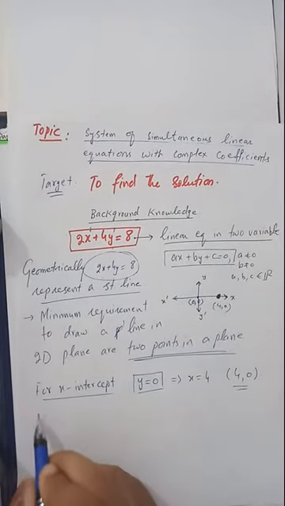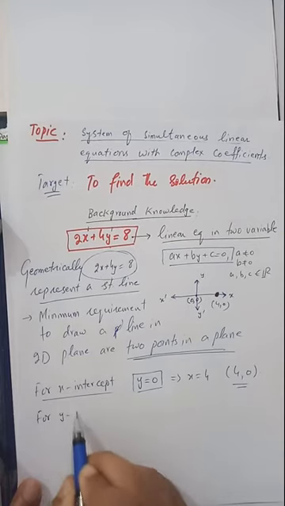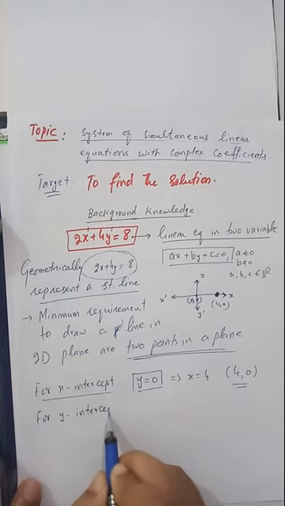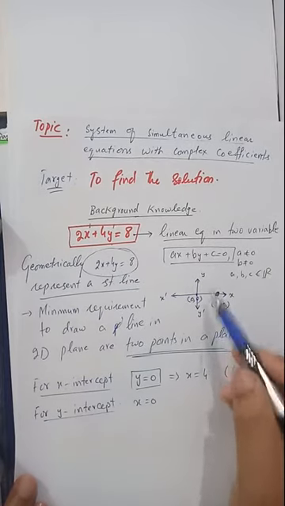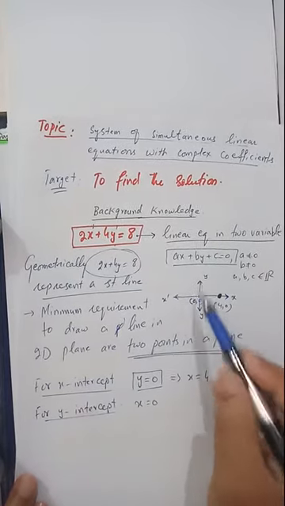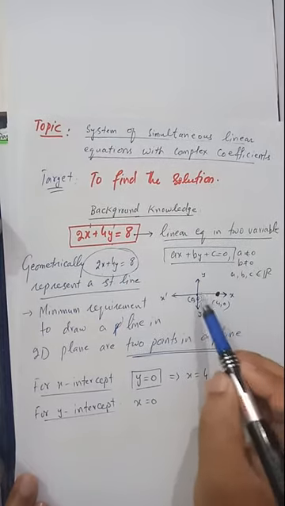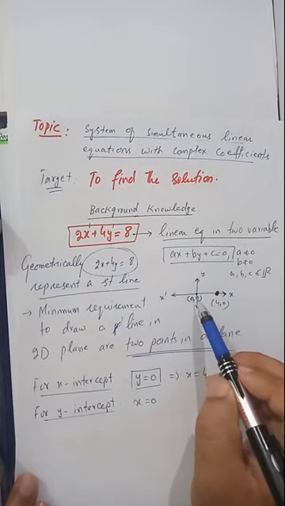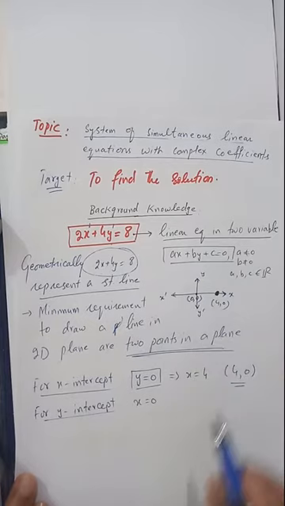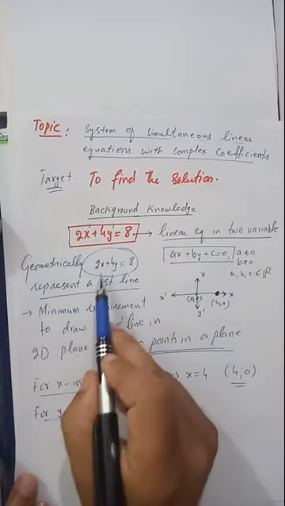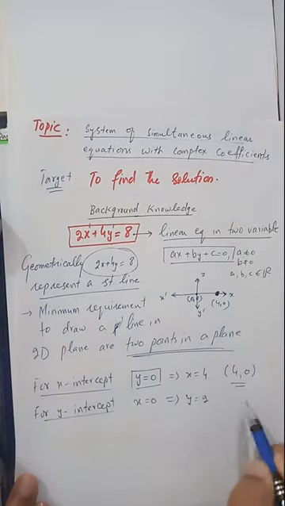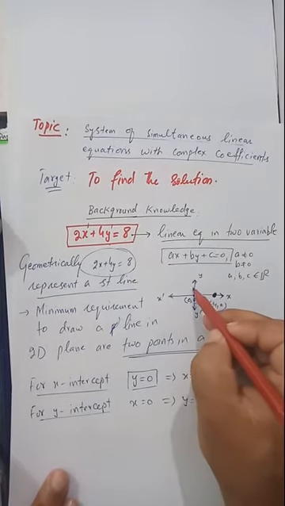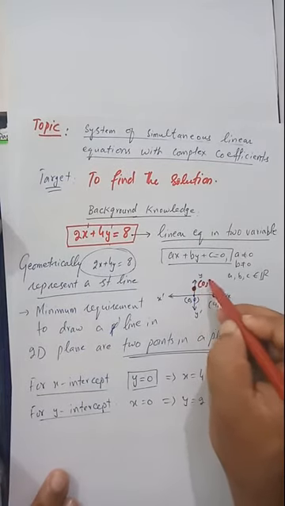Now for y-intercept, put x equal to 0, because on the y-axis there is no horizontal distance. The y-axis is a vertical line, so that's why on this line the value of the x coordinate must be 0. So when you put x equal to 0 in this equation, 4y equals 8, so you will get y equal to 2. So (0, 2) is your y-intercept. Let's say this is (0, 2).